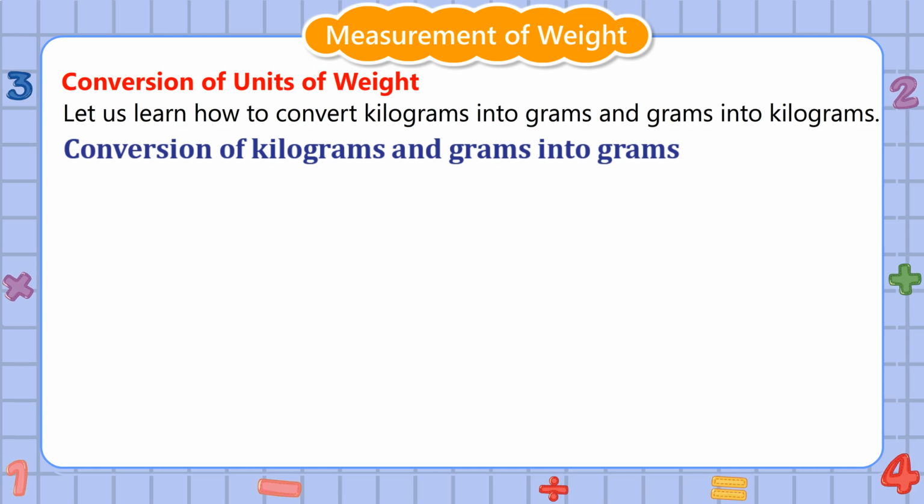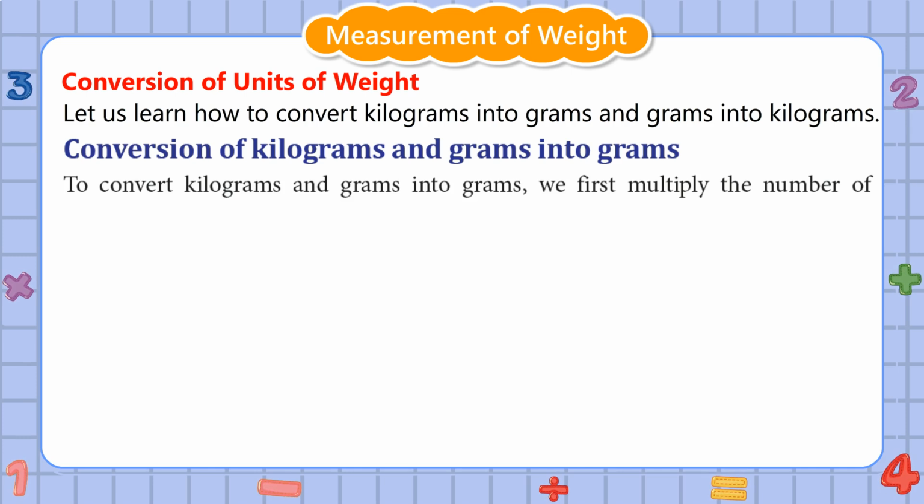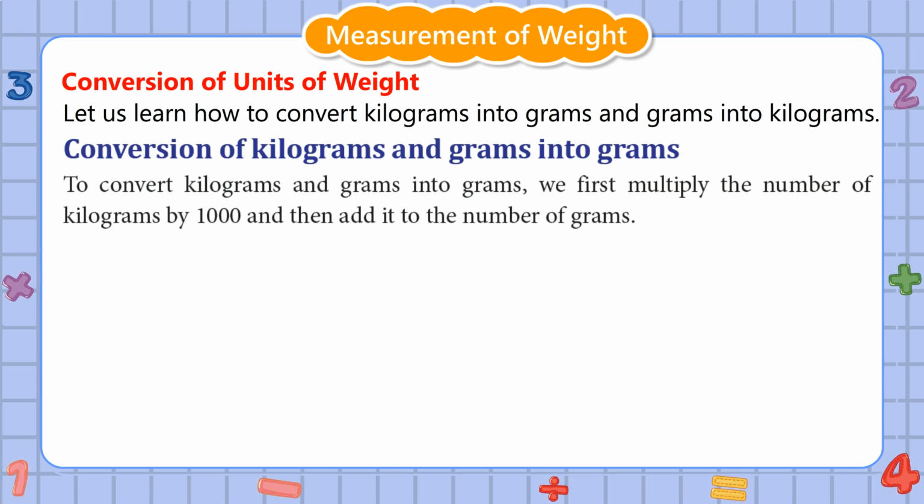Conversion of kilograms and grams into grams. To convert kilograms and grams into grams, we first multiply the number of kilograms by 1000 and then add it to the number of grams.